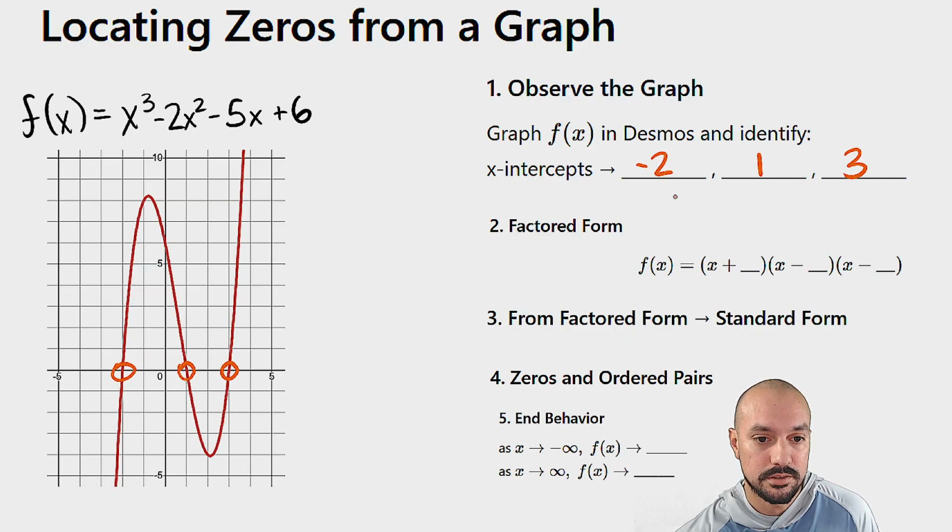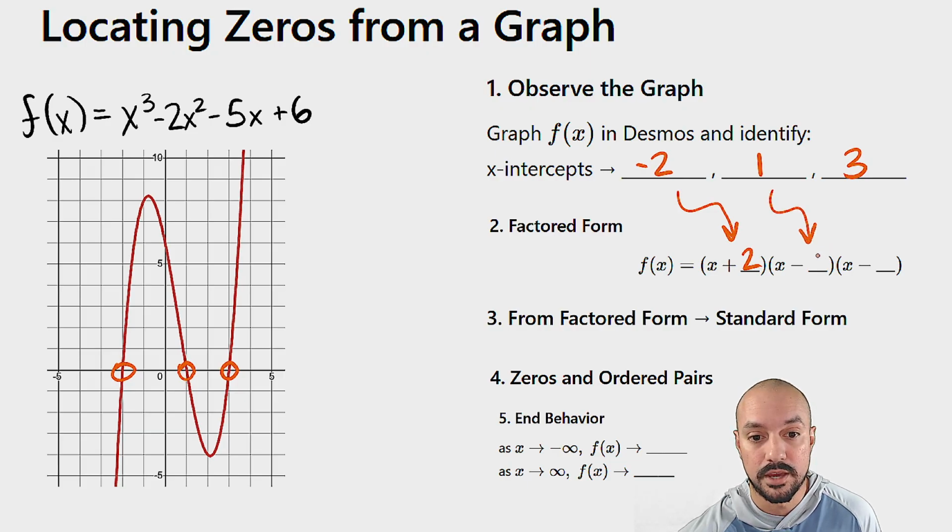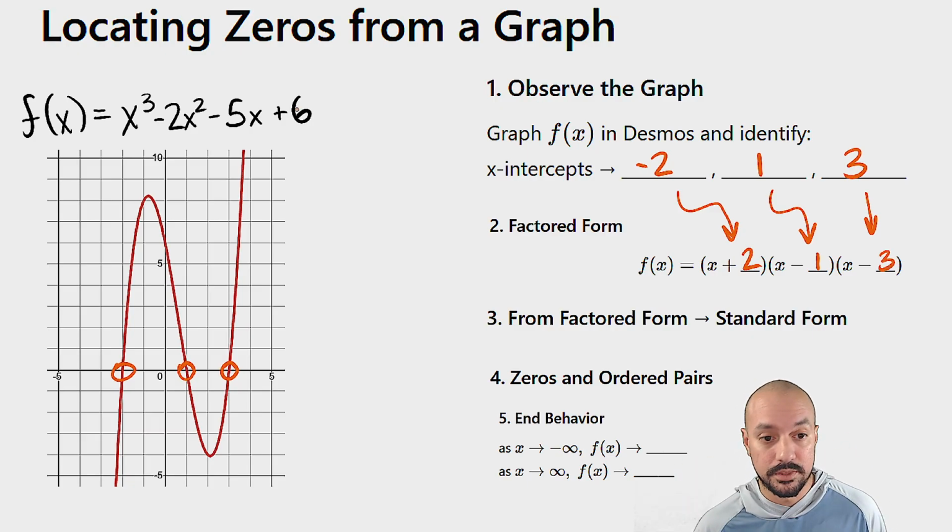In this case, this factor is going to give me x plus 2. This factor is going to give me x minus 1. This factor is going to give me x minus 3. If in your head you're asking if they go in opposite, they do. When we transform them into factors, they look like they're changing signs.